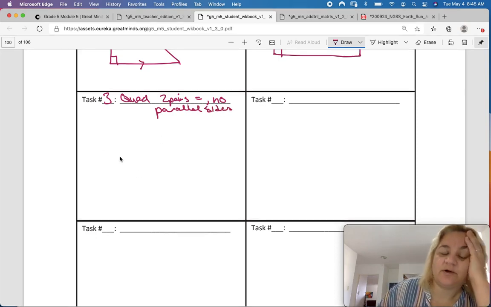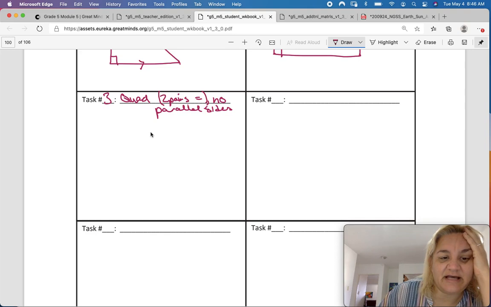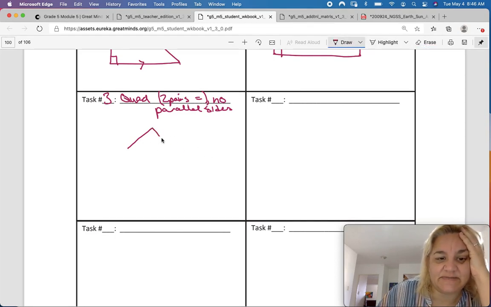Okay, so a quadrilateral is just 4 sides, but it has 2 pairs that are equal. Which I think a kite fits that definition best because I'm going to make 2 pairs of equal sides. So this one is equal to that, and then I'm going to do this.